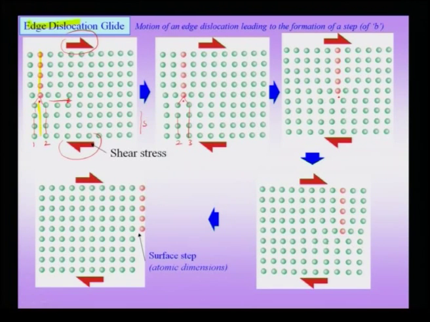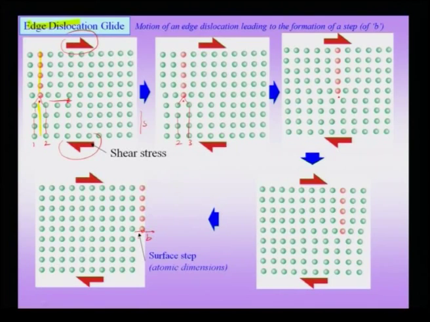Then finally, you can see that it leaves the surface creating a small step, and the value of this step is the Burgers vector b, which is a measure of the strength of the dislocation. Therefore, if I have to cause plastic deformation by slip, then dislocations have to move under the shear stress, and finally of course they have to leave the crystal.